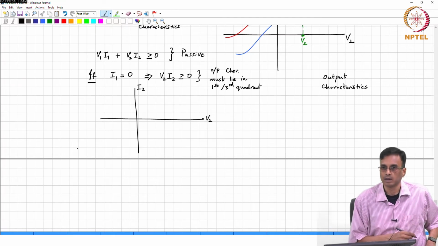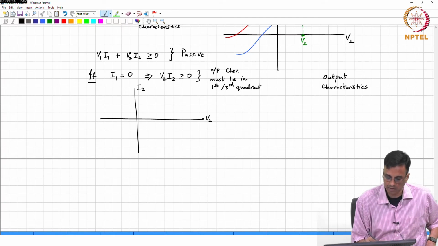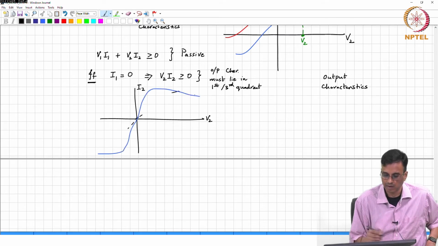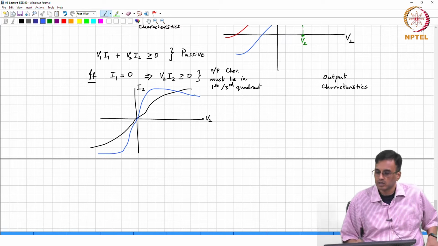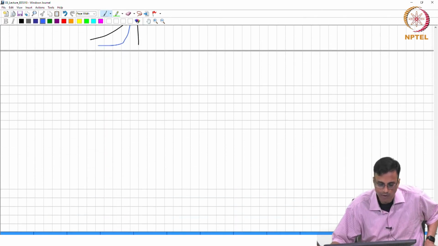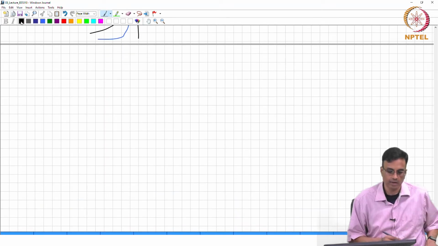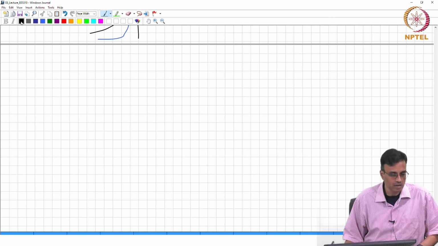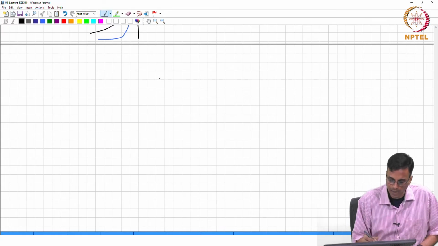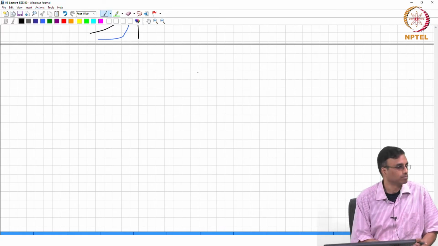okay. This is one example, this is another example. Okay. Anything is possible as long as they lie in the first and third quadrant. Okay, this is just an example. Is this clear, folks? All right. So, that is all the background we needed to get started on our main quest, and namely we want to build an amplifier.